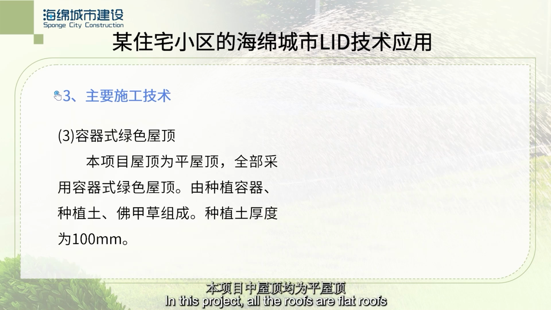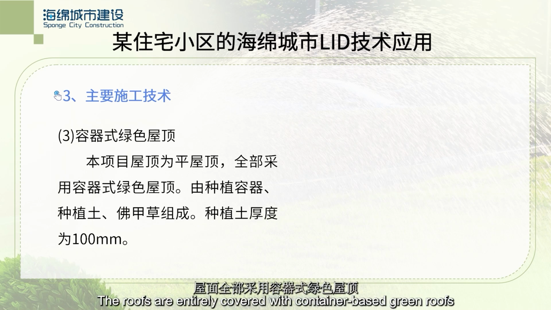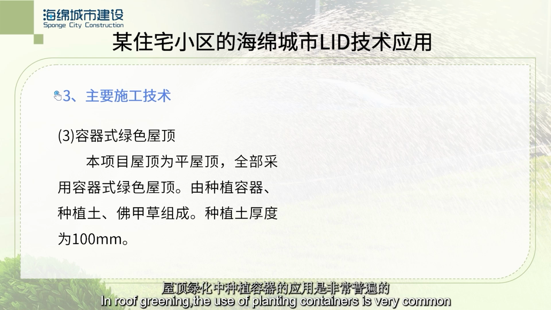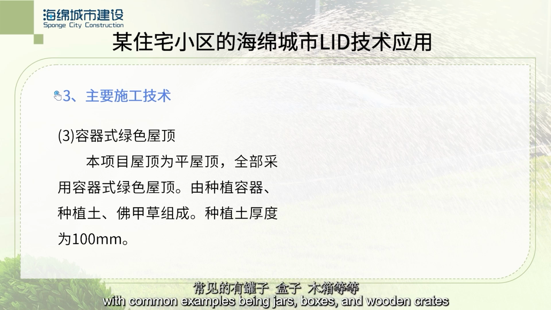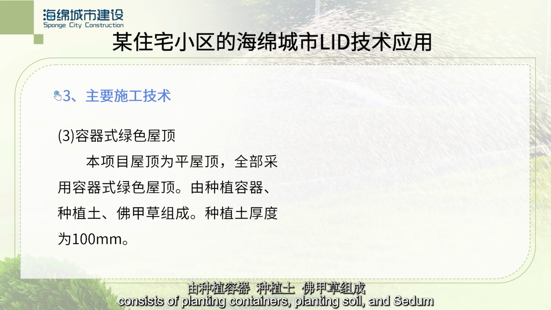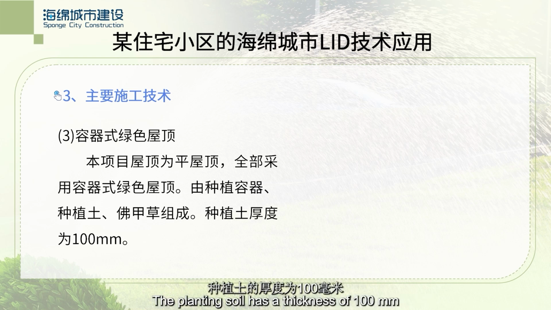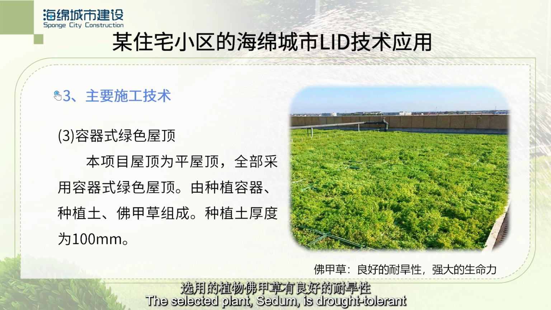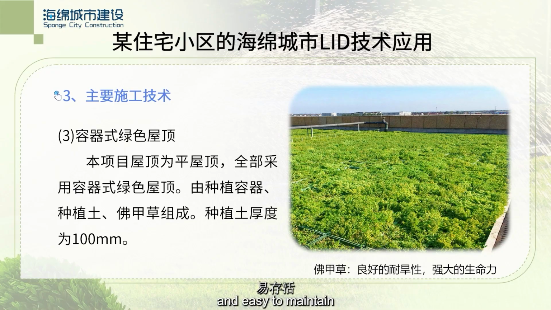In this project, all the roofs are flat roofs. The roofs are entirely covered with container-based green roofs. In roof greening, the use of planting containers is very common, with common examples being jars, boxes, and wooden crates. In this project, the structure of the container-based green roof consists of planting containers, planting soil, and sedum. The planting soil has a thickness of 100 millimeters. The selected plant, sedum, is drought-tolerant and easy to maintain.